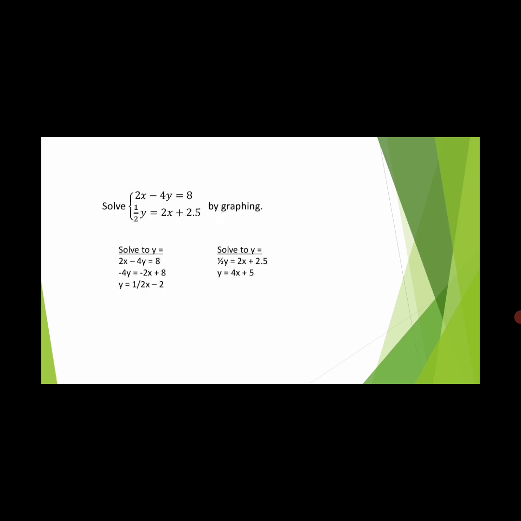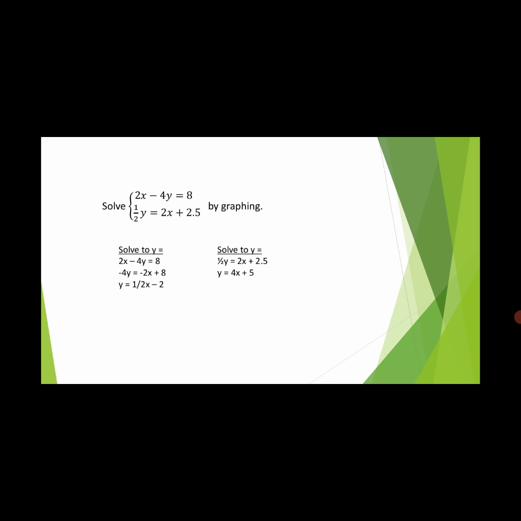Example, we have to take two equations like 2x minus 4y equal to 8, and half y equal to 2x plus 2.5. It is solved by the graphing method. Now first we have to find y. So we take the equation 2x minus 4y equal to 8. Now we have to find y, so minus 4y alone stays on the left hand side, and the other variables and numbers go to the right hand side: minus 2x and plus 8 alone on the right hand side.